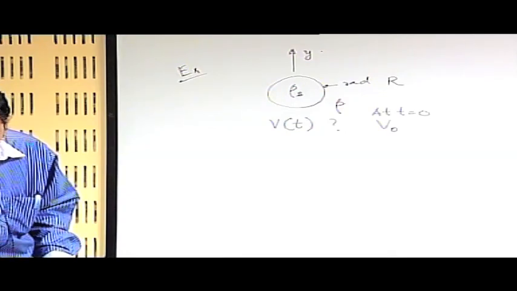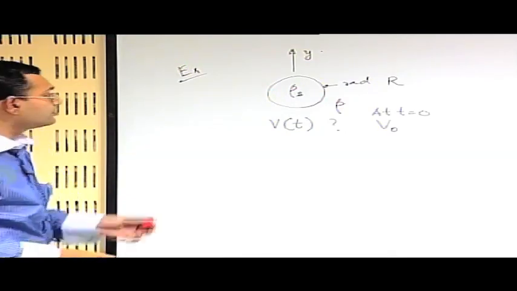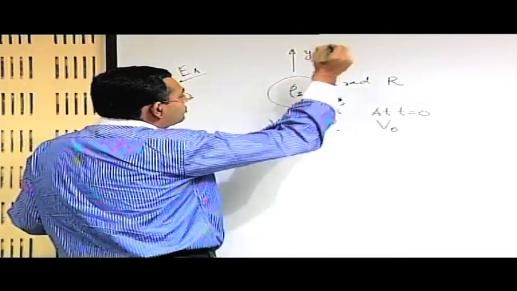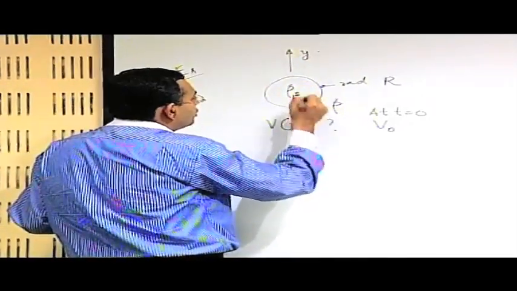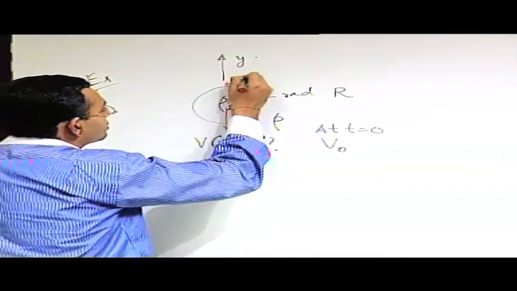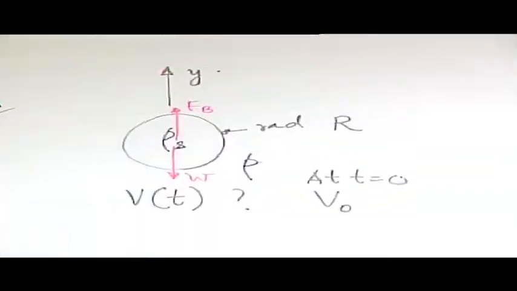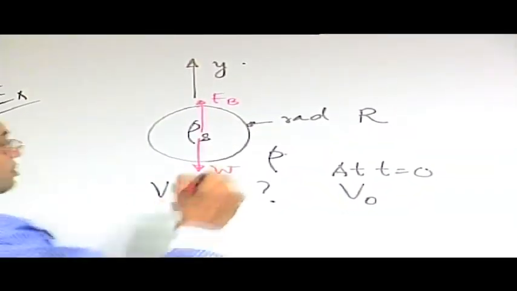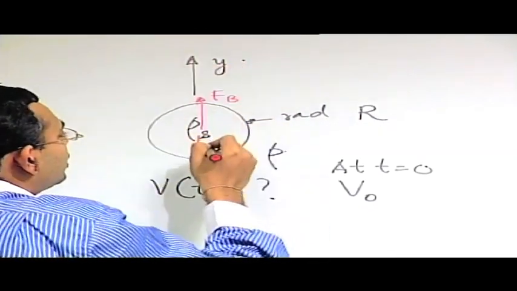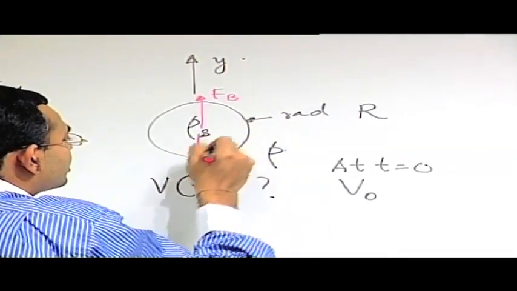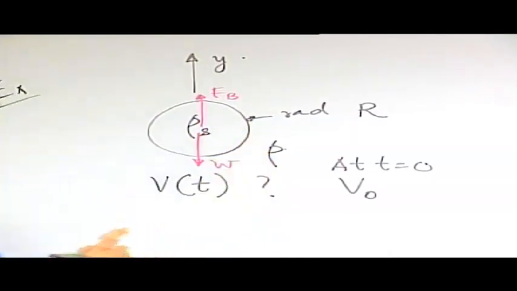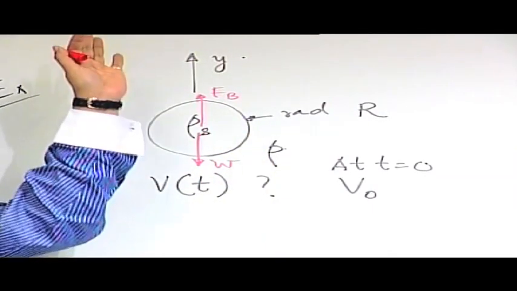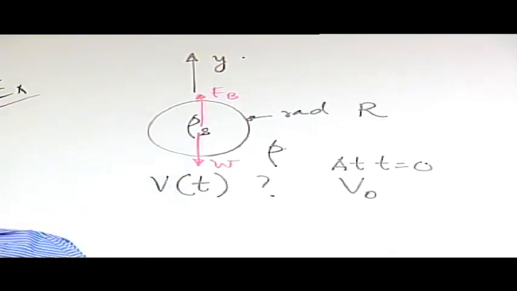What are the important forces that you see on the sphere? If you draw the free body diagram, you have the weight, the buoyancy force and the drag force. If it is tending to move upwards, the drag force is trying to make it move downwards. When we say the sphere is tending to move upwards, it means relative to the fluid.